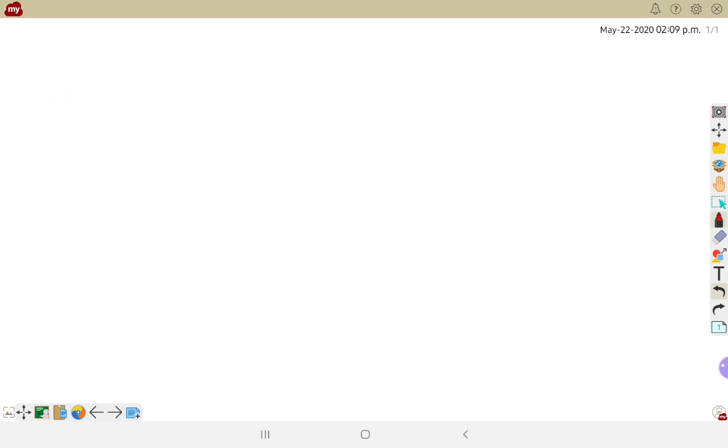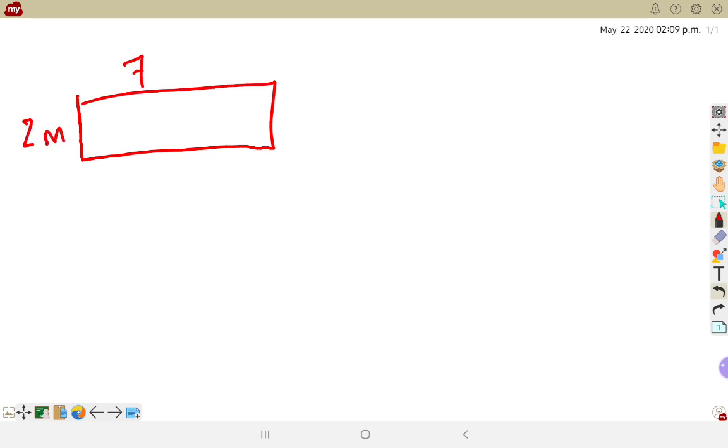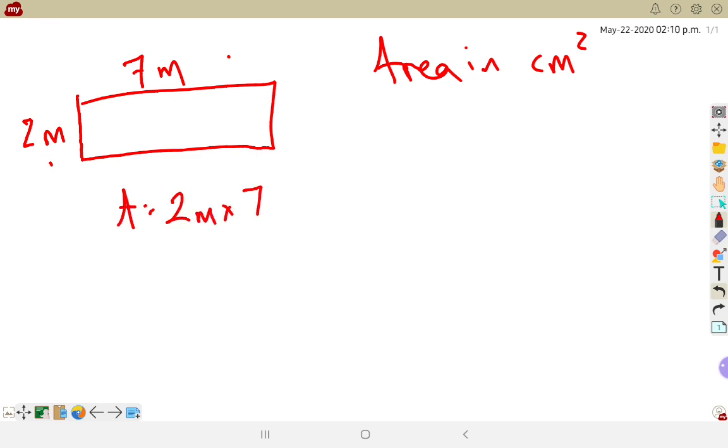Okay, so if I was to look at something like, let's say I've got something that's 2 meters by 7 meters, and I want to know the area in centimeters squared. Okay, so I'll show you how we can do the conversion twice, because I know you guys could change to 200 and then 700 and multiply it. I know that would work. Okay, so let's say I just went area 2 times 7, and we got 14 meters squared.